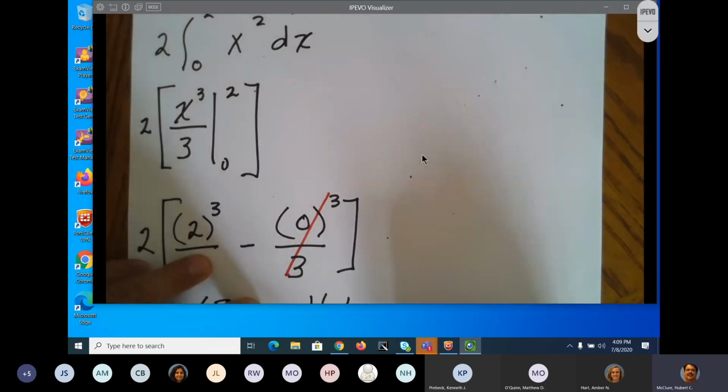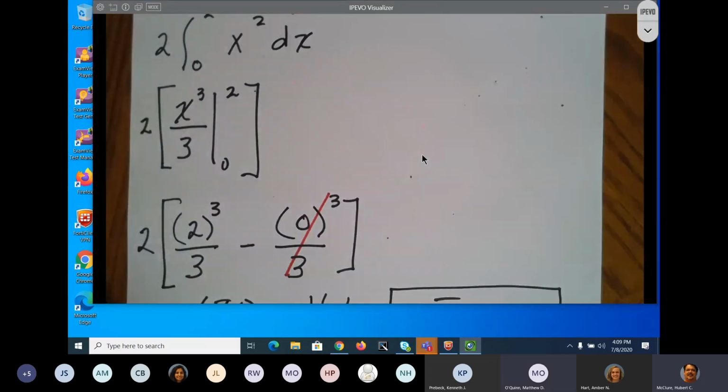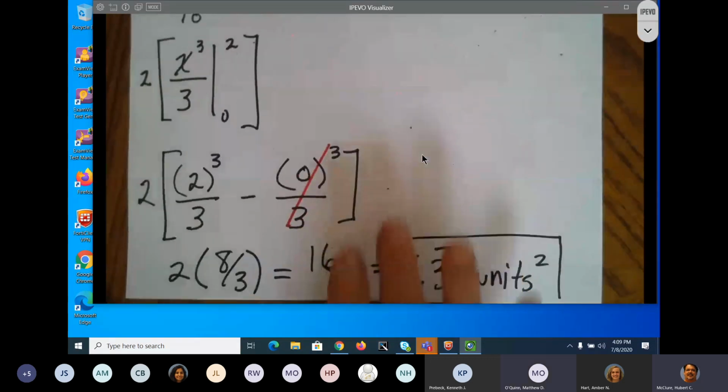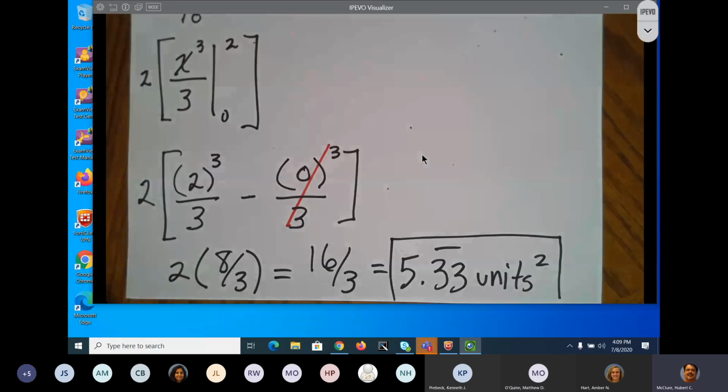5.33 repeating square units. Y'all check my math. I think it's 5.33. Sounds right. Say again? Sounds right. Golly, y'all talking soft today. He said it was right.